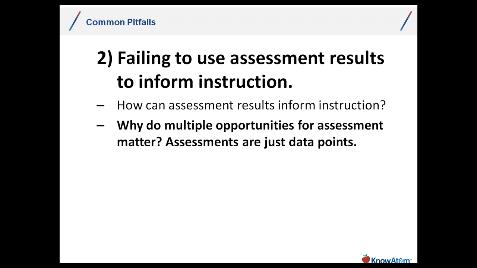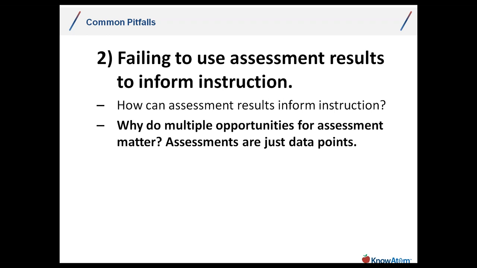And how can the results of assessments inform instruction, and why do multiple assessment opportunities matter? Well, key piece here is that assessments are just data points. So just like I was saying before, why students aren't performing is important. But secondly, taking that and using it for reflection informs your instruction. It's almost meditative professional development. But you need multiple opportunities for assessment because any given assessment is just a data point. It's literally a snapshot in time of where a child is at in a specific moment in relation to some specific task or skill or concept.